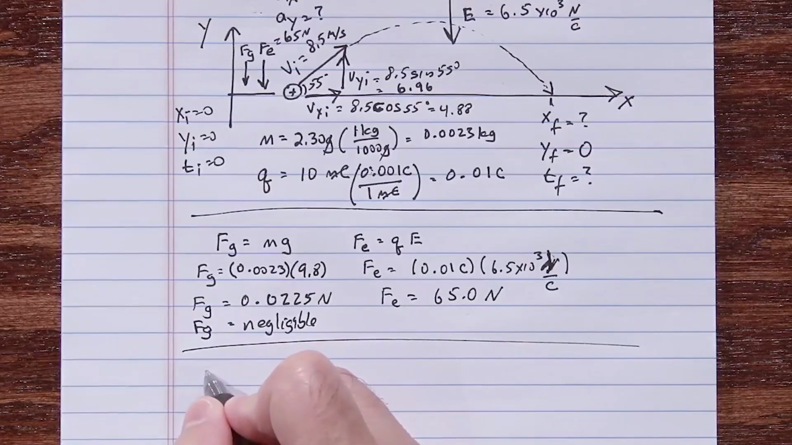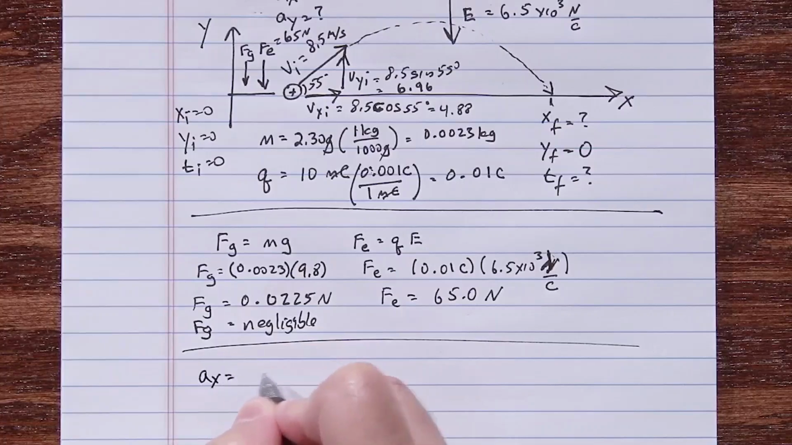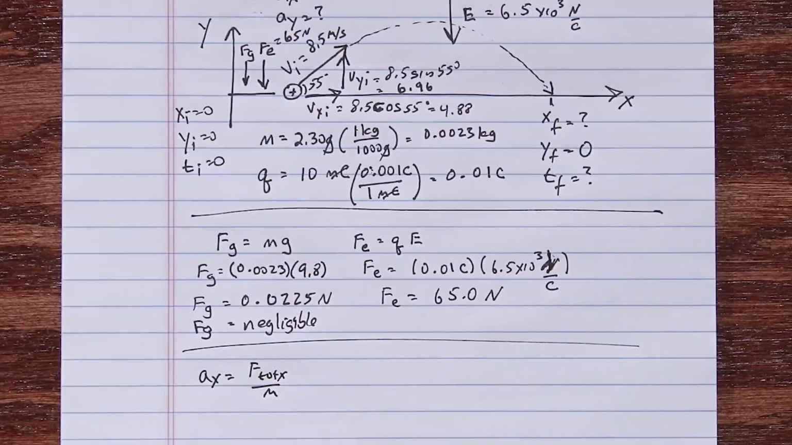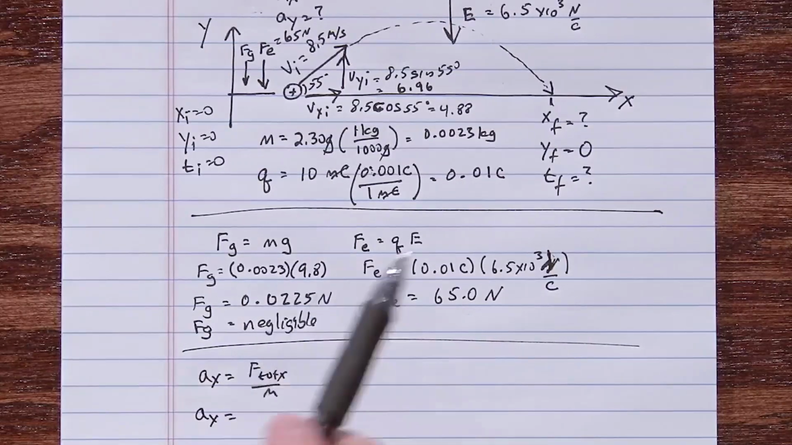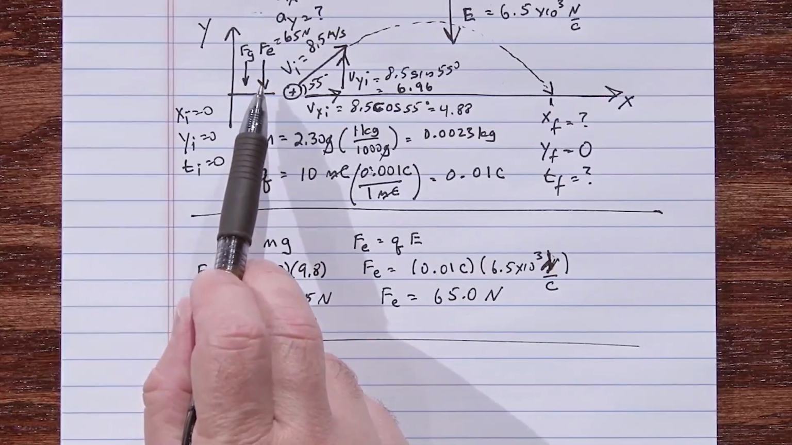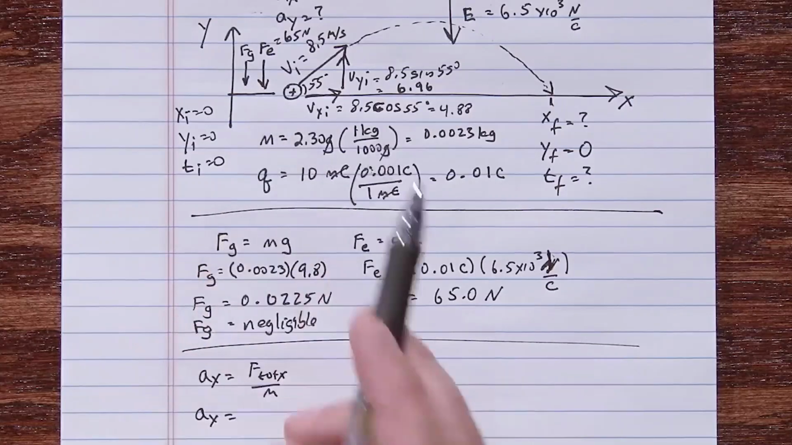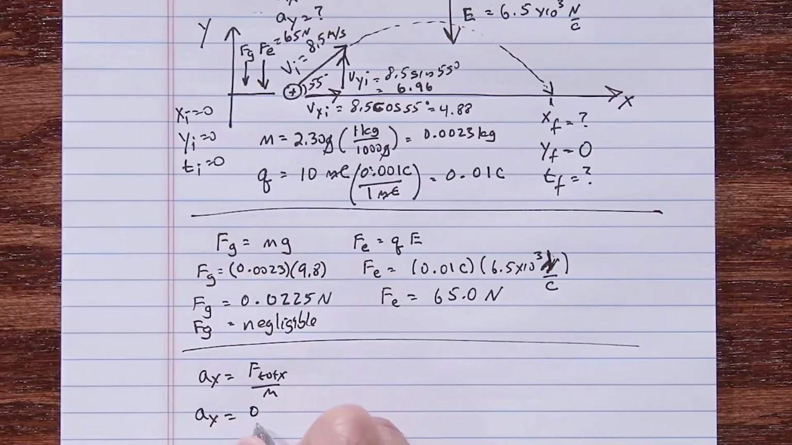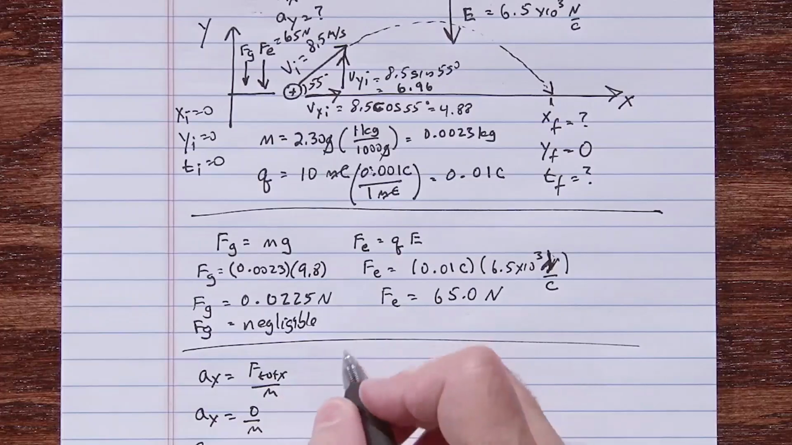So first off, we'll use Ax is equal to force total x over mass. The total force in the x direction is 0. The electric force is completely in the y direction. So the total force in the x direction is 0. Dividing by the mass, we still get that the acceleration in the x direction is 0. So the particle will not accelerate in the x direction. How about the y direction?